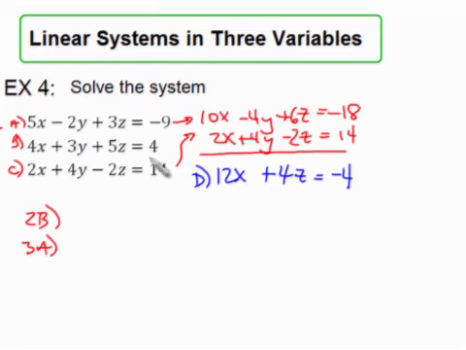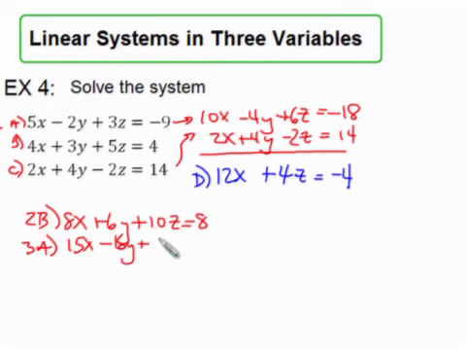Twice equation B would be 8x plus 6y plus 10z equals 8. 3 times equation A would give me 15x minus 6y plus 9z equals negative 27.